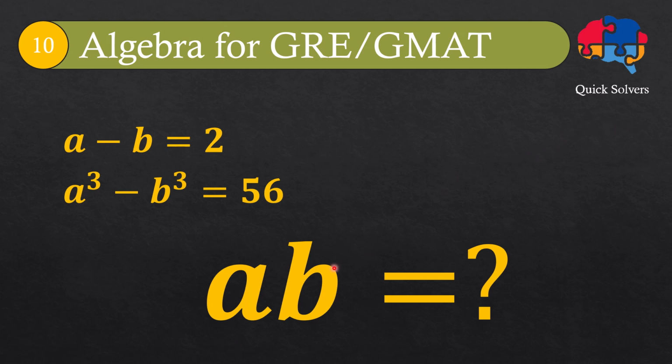Here I want to find the value of a times b, where a minus b is 2 and a cubed minus b cubed is 56. This is a good question for you if you are preparing for GRE or GMAT, and the difficulty level of this question, I think, is medium. So let's see how we can solve this.